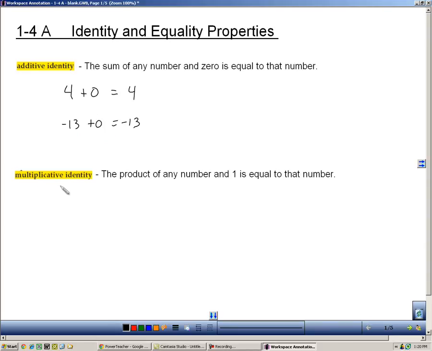There's also a multiplicative identity, and it says the product of any number and 1 is equal to that number. Well, again, if we start with 4 and we want to end with 4, what can we multiply it by to get the same thing? And the answer is 1. Likewise, negative 13 times what gives me negative 13? The answer is 1. Notice both identity properties start with a number and end with the same number, either when adding something, that's the additive identity, or when multiplying, that's the multiplicative identity.